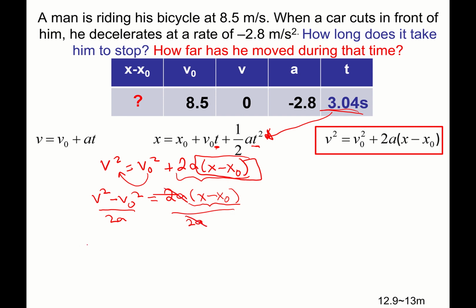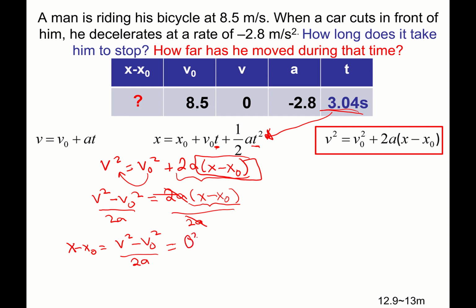Okay, so what I have is x minus x0 is equal to v squared minus v0 squared over 2a. And now I'm ready to put my numbers in. If you really are uncomfortable doing this, you can go ahead and put your numbers in earlier and do the rearranging after you've put all your numbers in, whatever works for you. All right, so now I put in my numbers.